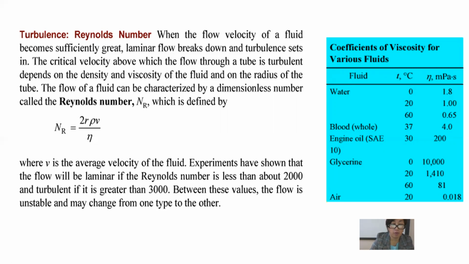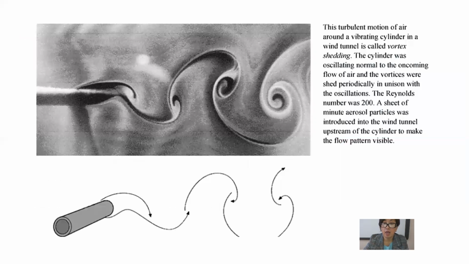Experiments have shown that fluid flow will be laminar if the Reynolds number is less than about 2000, or turbulent if greater than 3000. Between these values the flow is unstable and may change from one type to the other. Laminar is less than about 2000, and turbulent is greater than 3000.